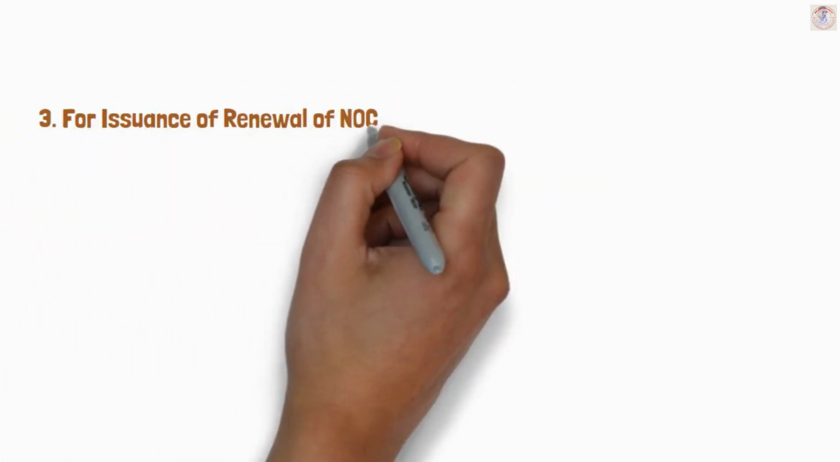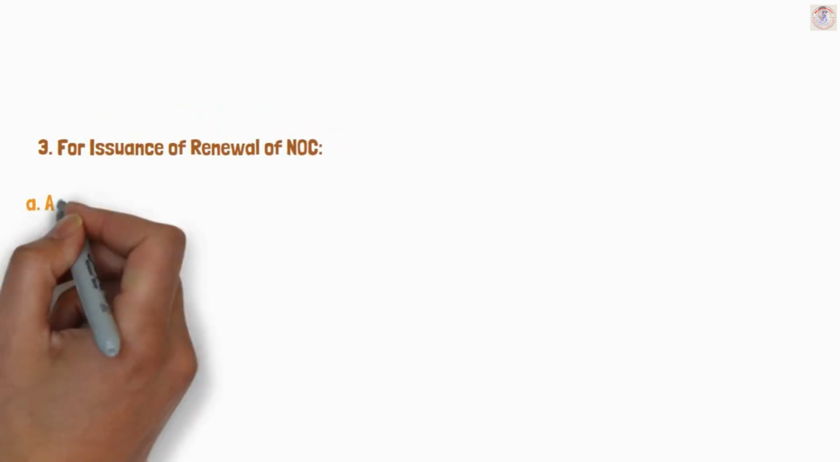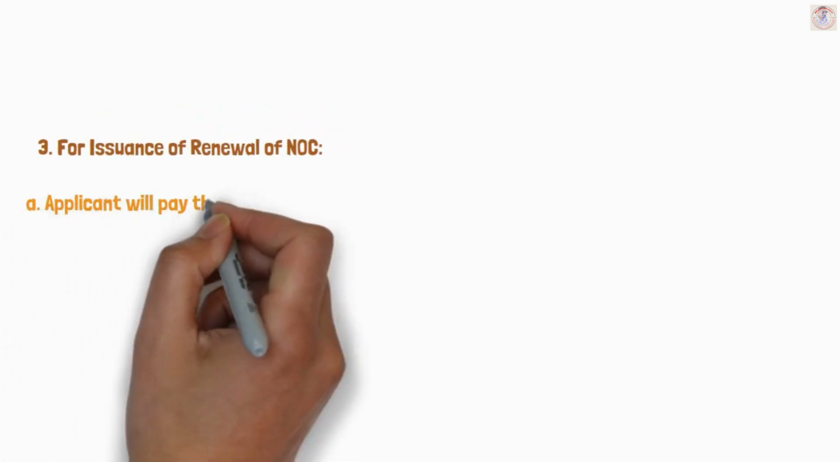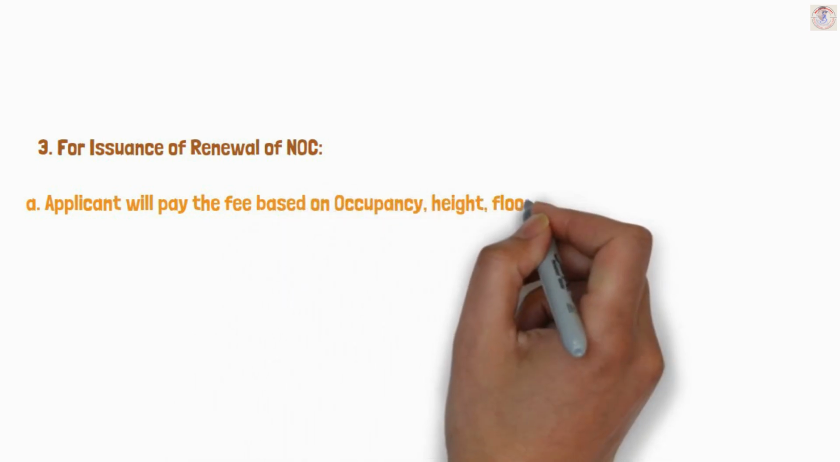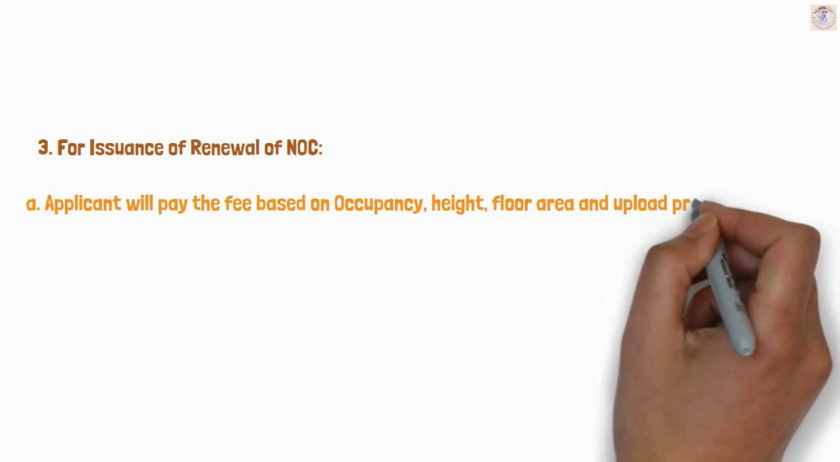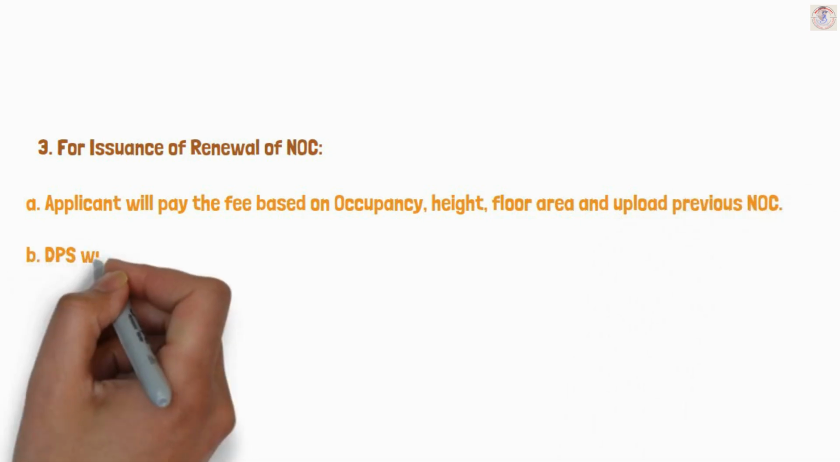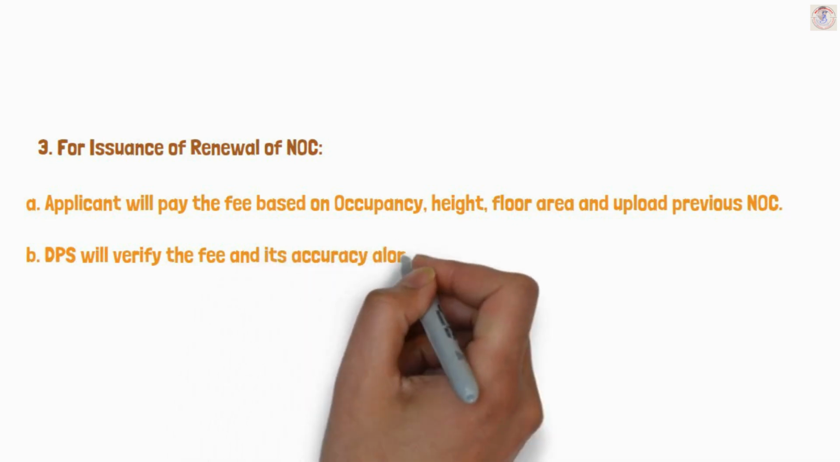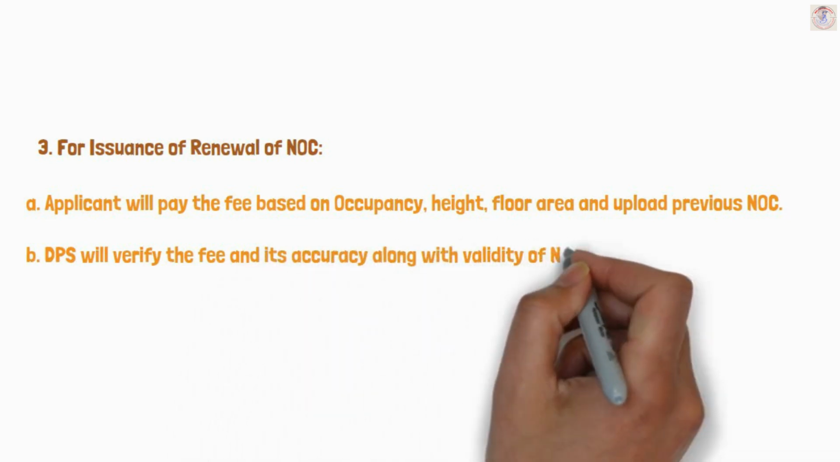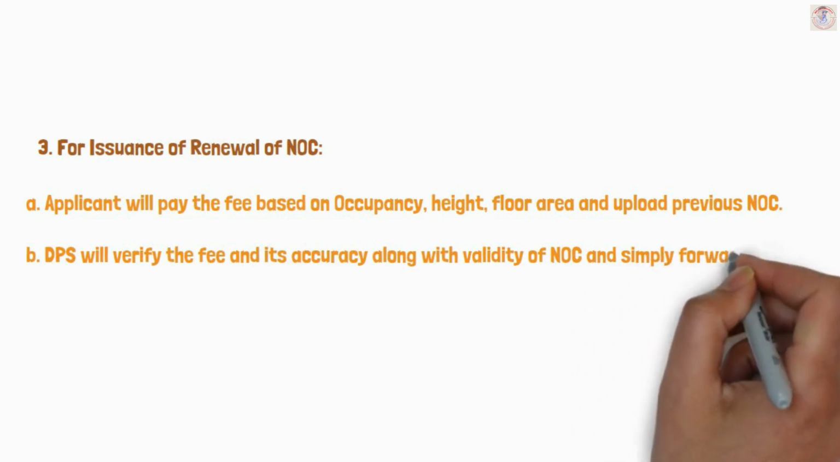3. For issuance of renewal of NOC. A. Applicant will pay the fee based on occupancy, height, floor area, and upload previous NOC. B. DPS will verify the fee and its accuracy along with validity of NOC and simply forward to HQ for approval. That's all.